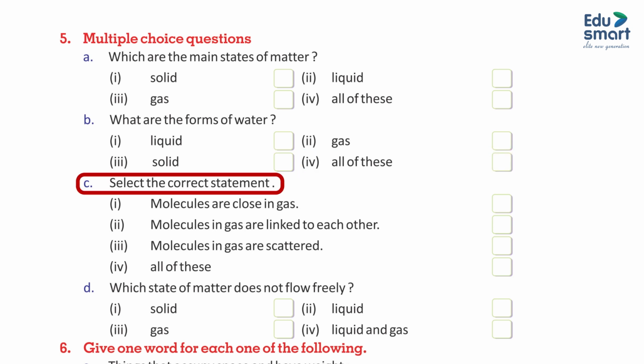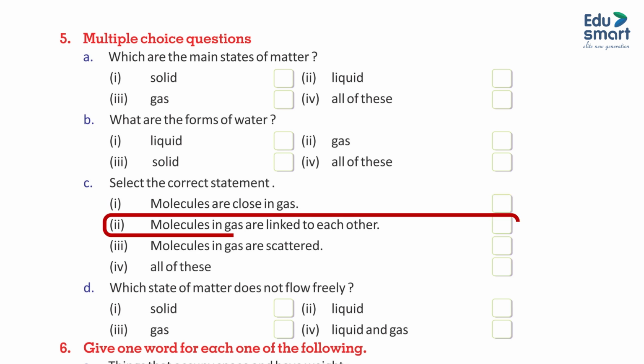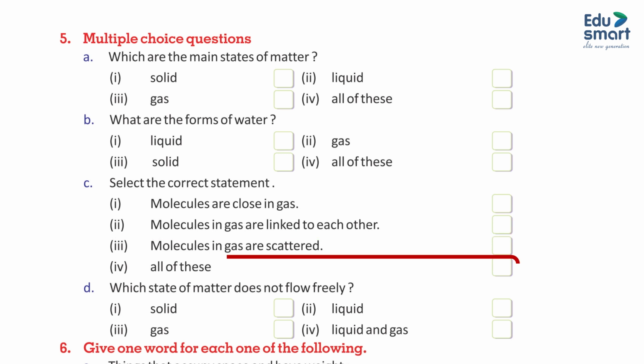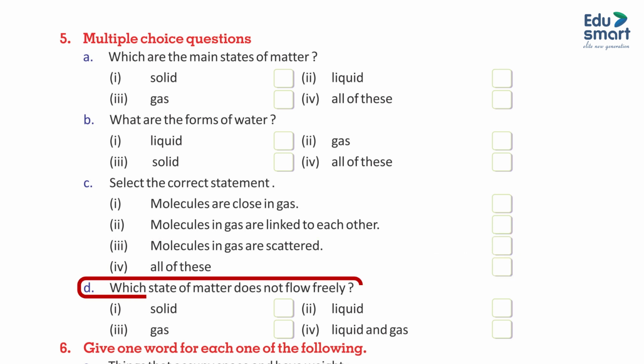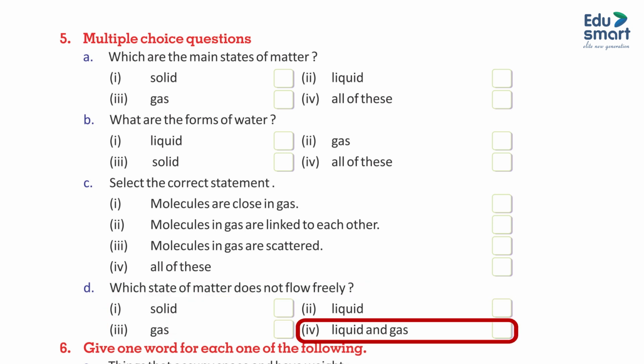C. Select the correct statements. 1. Molecules are close in gas. 2. Molecules in gas are linked to each other. 3. Molecules in gas are scattered. 4. All of these. D. Which state of matter does not flow freely? 1. Solid, 2. Liquid, 3. Gas, 4. Liquid and gas.